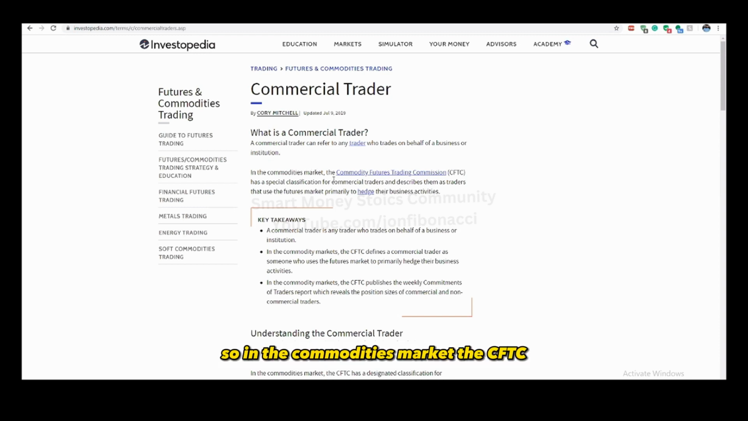In the commodities market, the CFTC has a special classification for commercial traders and describes them as traders that use the futures market primarily to hedge their business activities. I know that sounds like a mouthful because it is, but this is the most important part: you have to understand what they are, who they are. They're traders that use the futures market primarily to hedge their business activities. So they're not speculating.